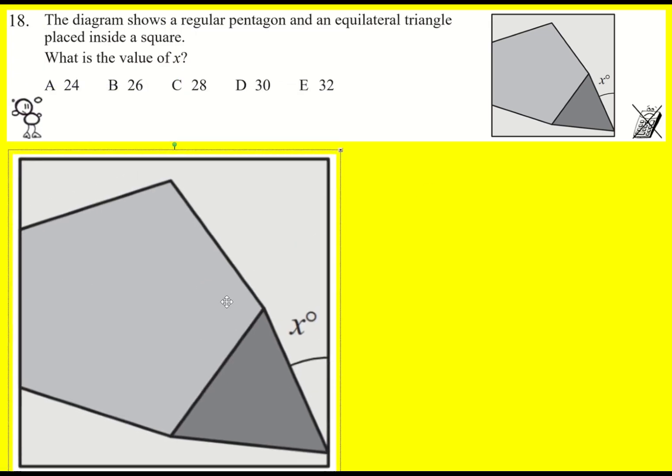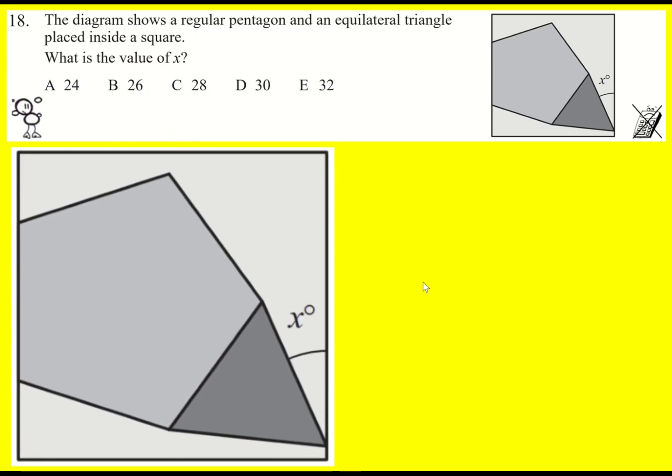Right, here's our diagram. Now, in any case, the first thing to do in this question is to work out the angles inside these regular shapes. So the equilateral triangle is going to be 60, 60, 60. That's 180 divided by 3. Pentagon's a little bit trickier. It's worth actually trying to learn this. It's going to be 108 and 108 throughout.